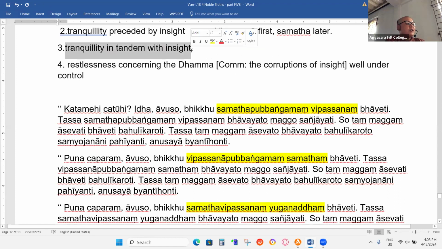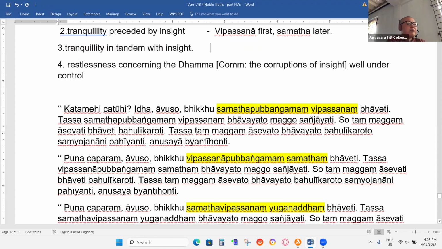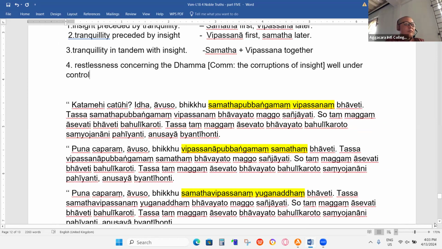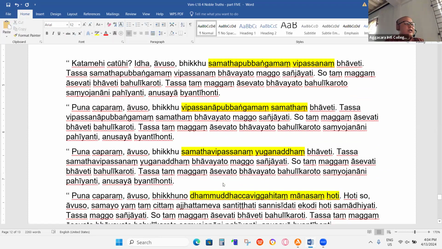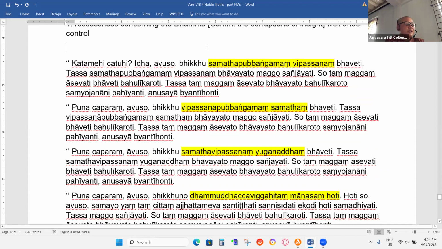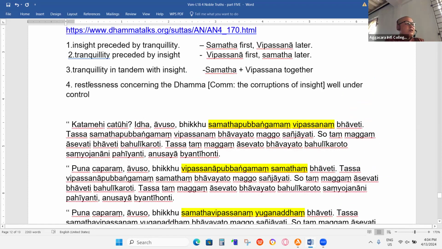number 3, all right? Samatha and vipassana together at the same time. That's another idea. The 4th one is restlessness concerning the Dhamma. When the mind has uddhacca, restlessness, he must think about the way to get rid of the restlessness. This is not so important. So he needs to make sure it's under control.